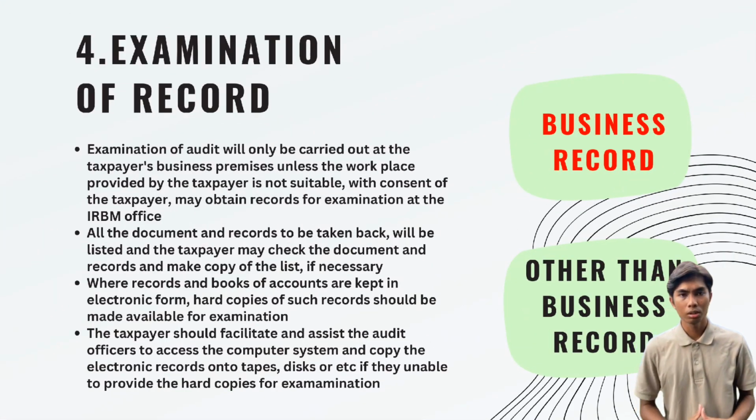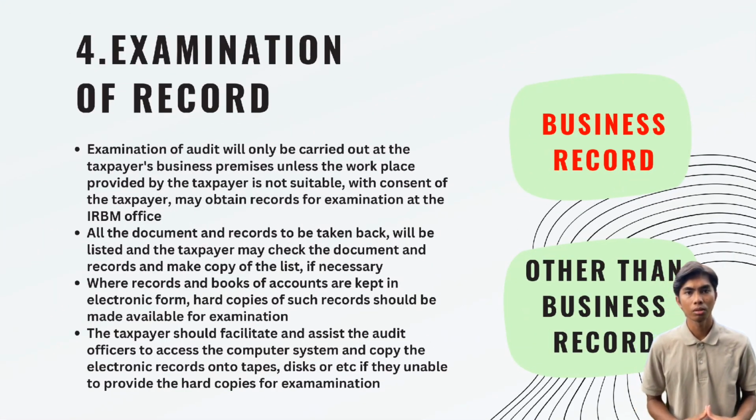During the examination of records, the audit officer will not search for or take possession of any records. Examination of the records will only be carried out at the taxpayer's business premises unless the workplace provided by the taxpayer is not suitable. The audit officer, with consent of the taxpayer, may obtain records for examination at the IRBM office.